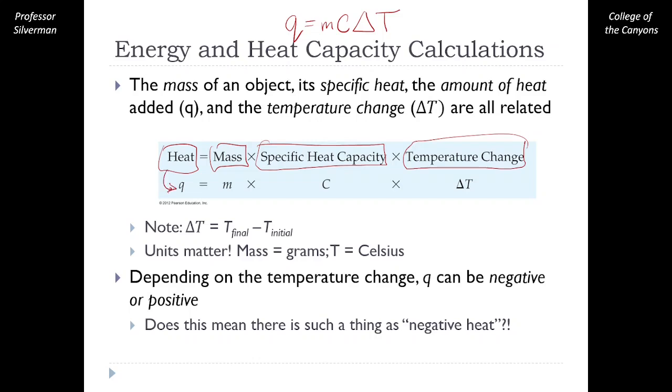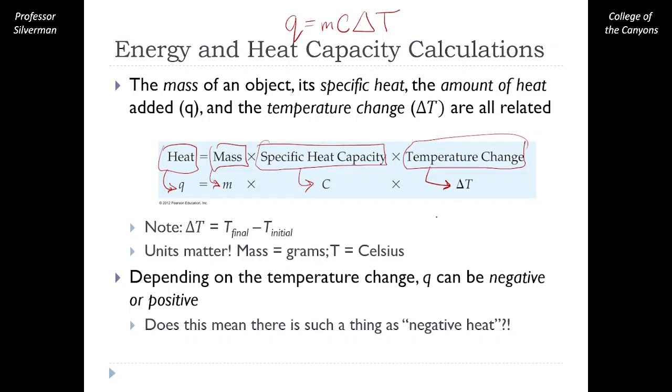Heat is given the symbol Q in this class. Mass, we can use the symbol M. Specific heat capacity is given the symbol C. And let's be very careful here. I know it's confusing. Heat and heat capacity, or heat and specific heat capacity, are two different things. And both of those things are different than our temperature. Temperature is given the symbol T.